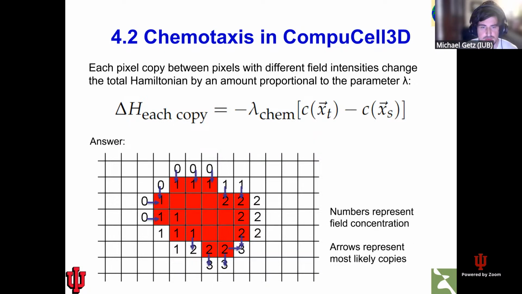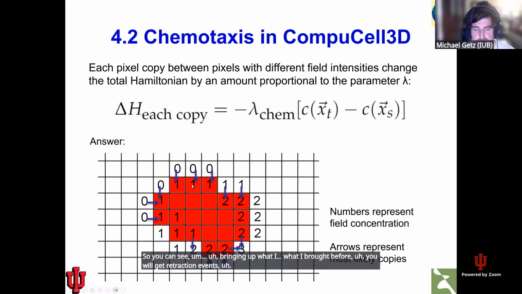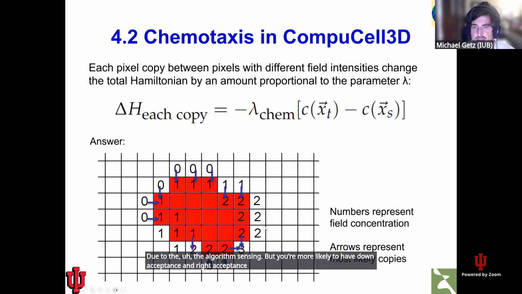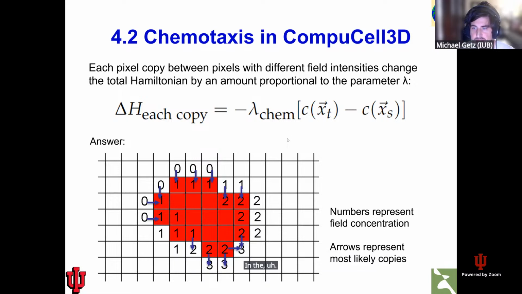Bottom right. So you see a couple of those in the chat. So you can see, bringing up what I brought before, you will get retraction events due to the algorithm sensing, but you're more likely to have down acceptance and right acceptance. So you would end up in the bottom right.